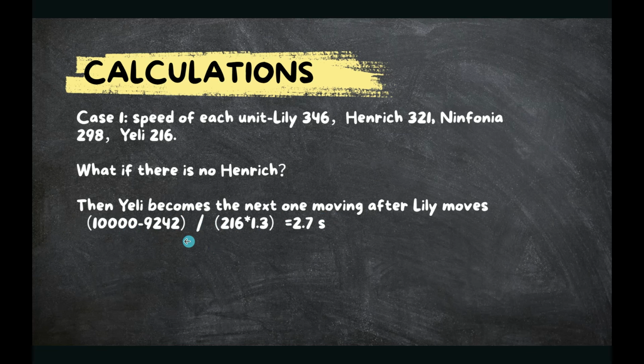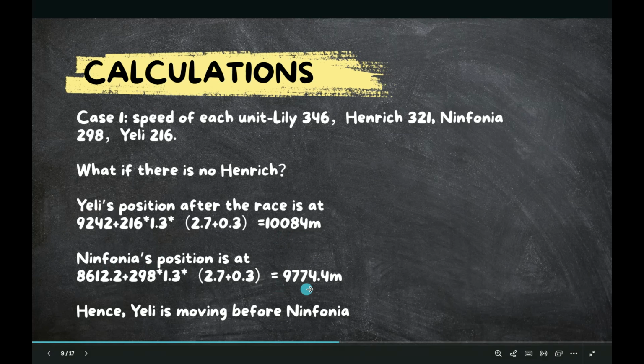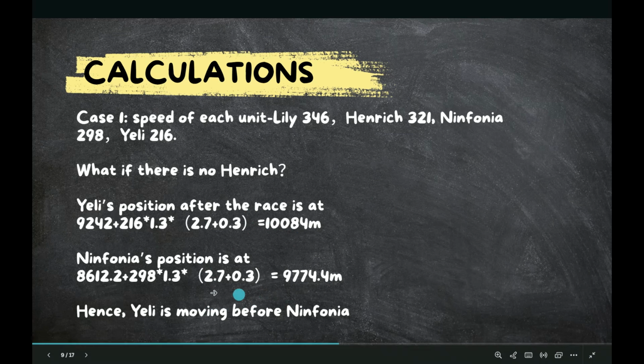We need to figure out how long it took Yeli to reach the finish line, and the result is 2.7 seconds. So since it is 2.7 seconds, it's less than 3 seconds, so there will be a 0.3 seconds long uphill race, right? So after this race, Yeli's position is at 10,084 meters, and Nymphonia's position is at 9,774 meters. Okay, so in this case, Yeli covered more distance than Nymphonia, so Yeli is moving before Nymphonia.